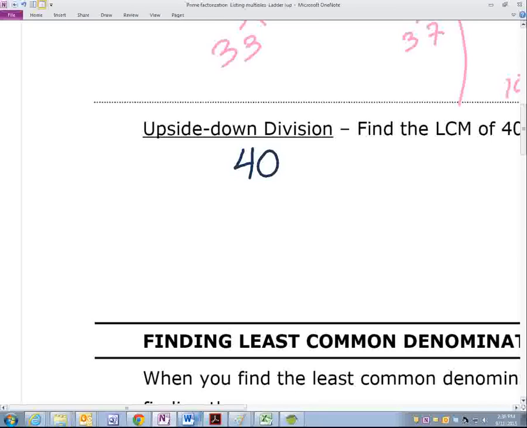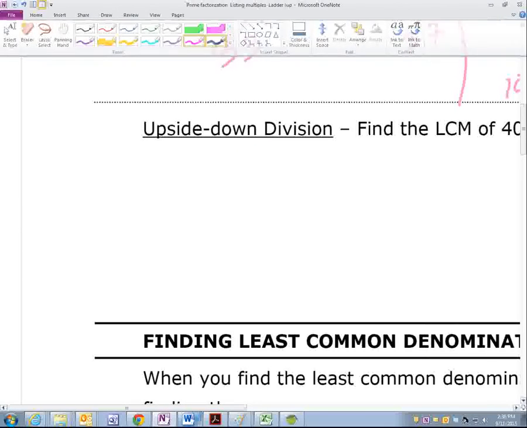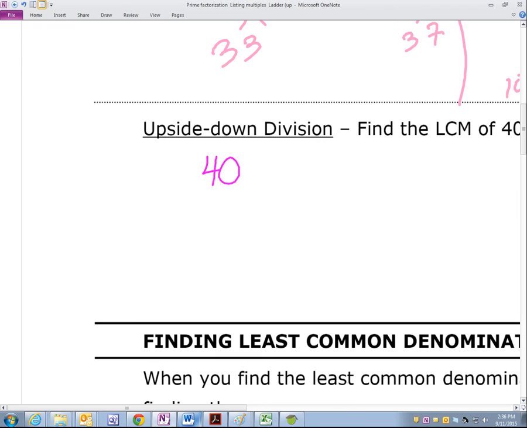I'm going to use a different color. 40 and 56. And remember, we want to use only prime numbers on the outside of these ladders.